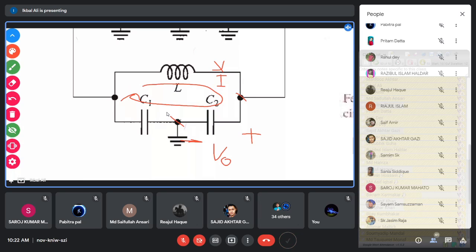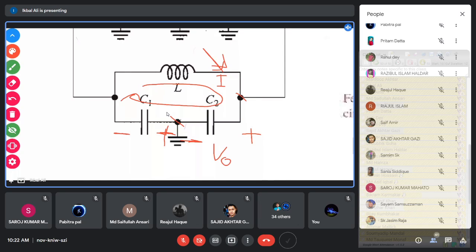Then the same current I also flows through the capacitor C1 and produces a voltage. The polarity will be like this: this side will be plus, and this side will be minus. This voltage is developed across C1 due to the current flowing through it. So this is the current flowing into the loop, and that current also passes through the capacitor C1.